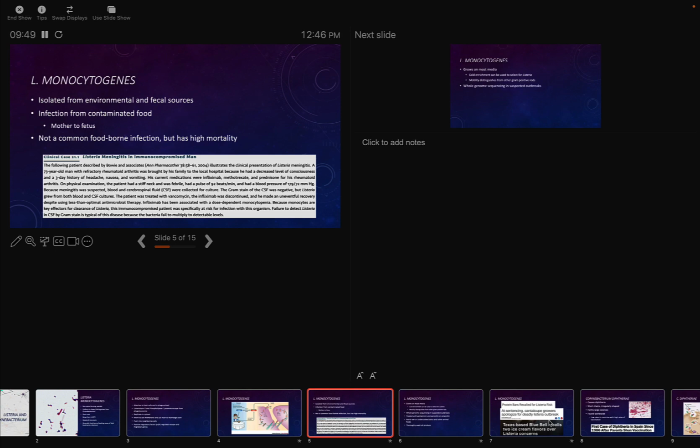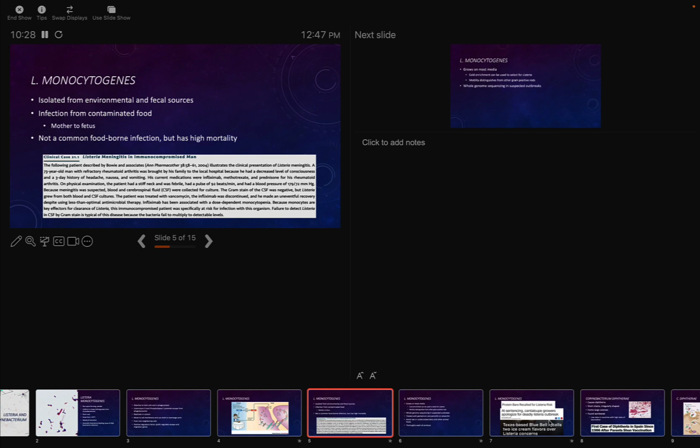They discontinued at least one of his rheumatoid arthritis therapies, and he made an uneventful recovery despite using a less than optimal antimicrobial therapy. This monoclonal antibody has been associated with dose-dependent monocytopenia. It reduces the number of monocytes, which are where we get macrophages, the monocyte macrophage lineage. And you really have to have an effective phagocytic response that can actually kill those cells to get rid of the bacterium. So he was specifically at risk for this infection.